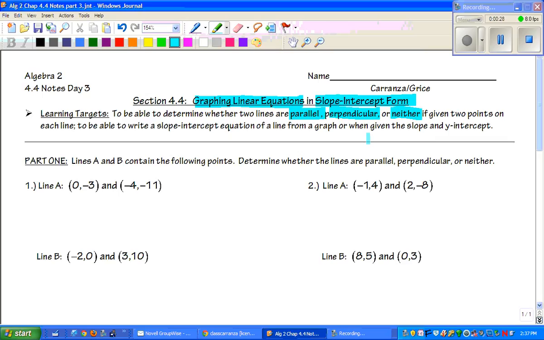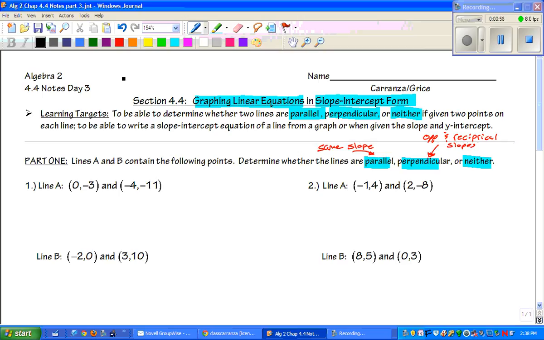Part 1. The first thing that we're going to do is determine whether lines are parallel, perpendicular, or neither. When lines are parallel, we remember that they have the same slope. If they're perpendicular, they have opposite and reciprocal slopes. And if it's neither one of those two options.